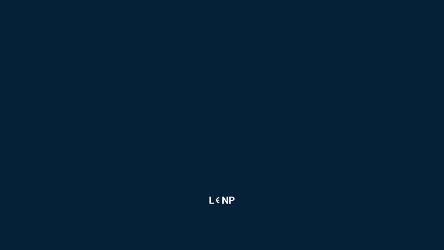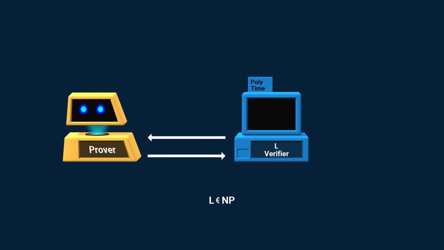Let L be some language in NP. Therefore, it has a polynomial time verifier, and it satisfies our completeness and soundness requirements. Let's assume the polynomial bounding its runtime is n squared again. So if we feed it with an input of size 5, the proof sent by the prover can't be longer than 25 letters. Otherwise, the verifier won't even have enough time to read it, let alone verify it.